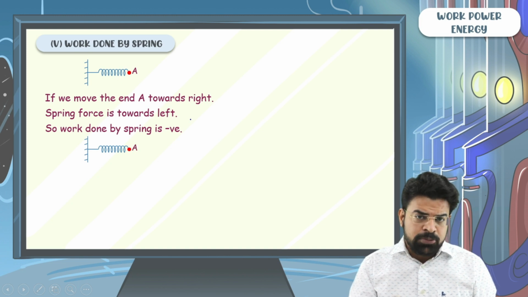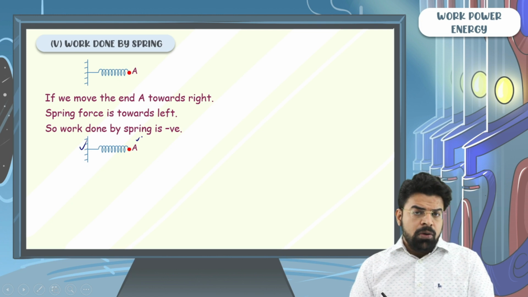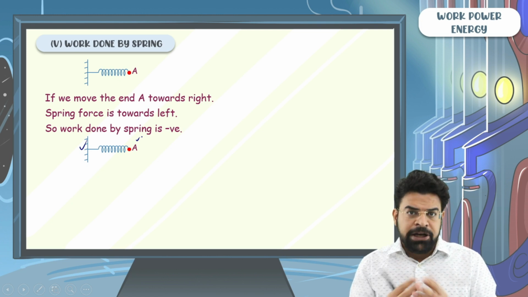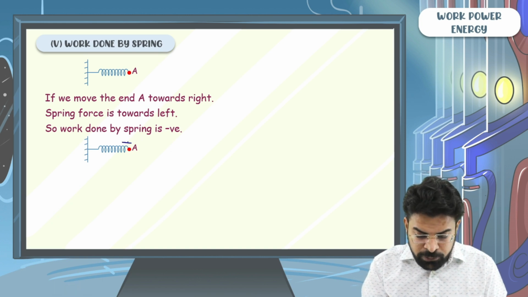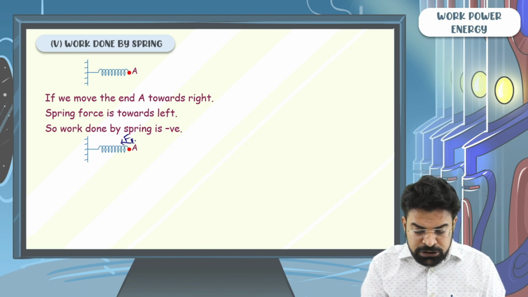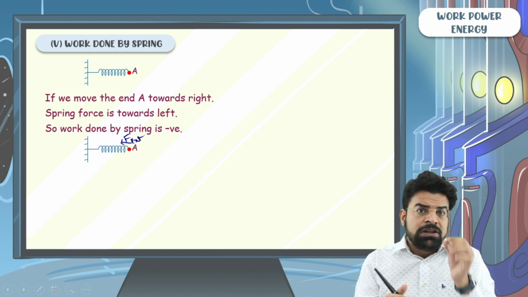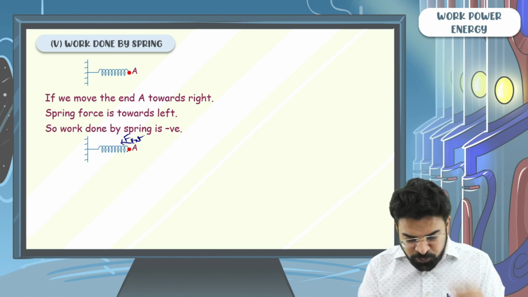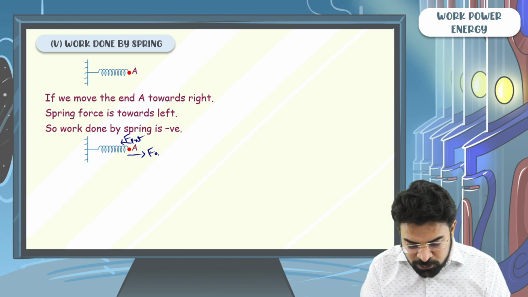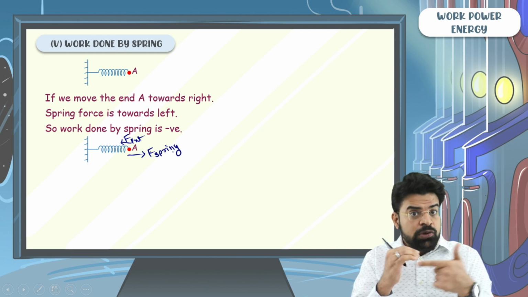Again, you have the same spring, the left end is fixed, the right end A is free to move. Now I'm asking you to compress the spring. To compress the spring, you will apply a force towards left. So this will be the force external. When you apply force towards left, by Newton's third law, the spring will apply a force of equal magnitude in opposite direction. So the force applied by the spring will be towards right. Now you are compressing the spring and the spring force is towards right.